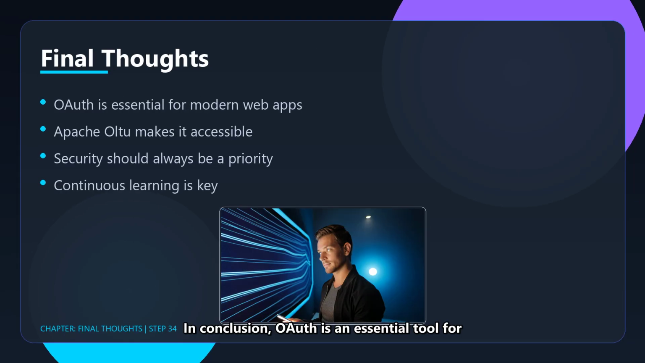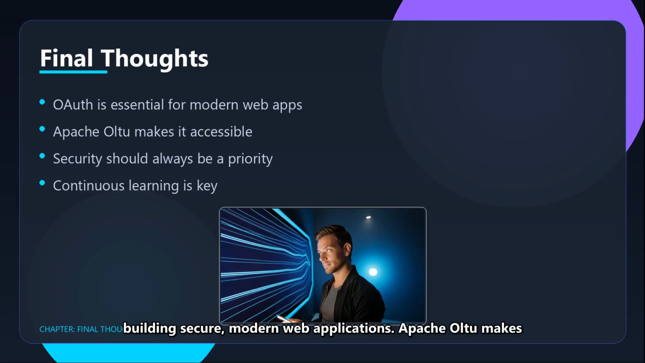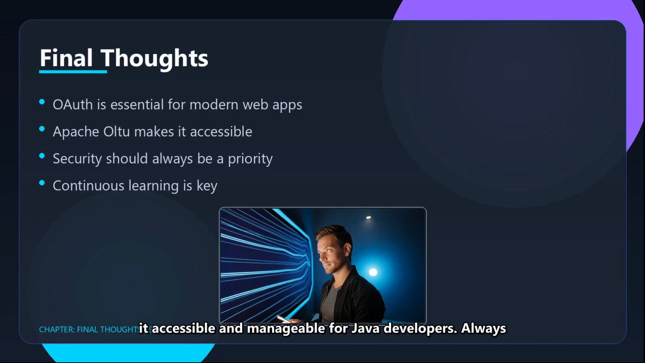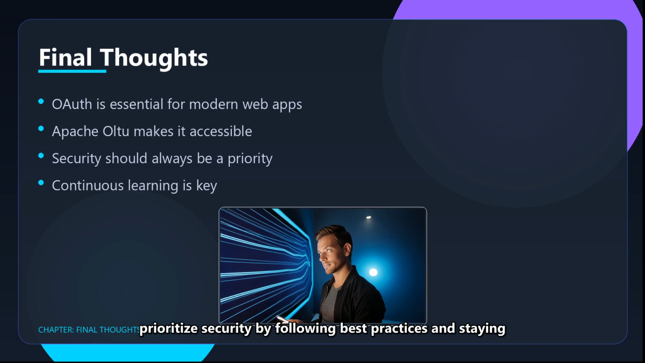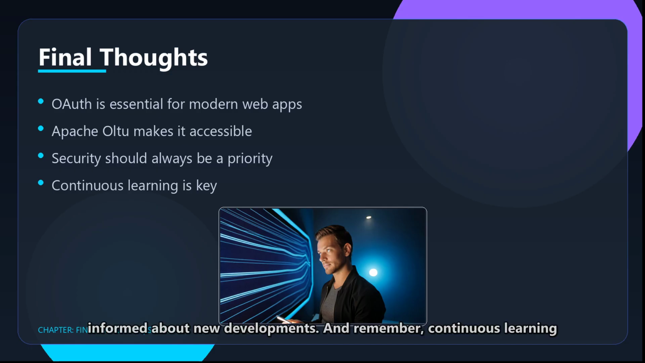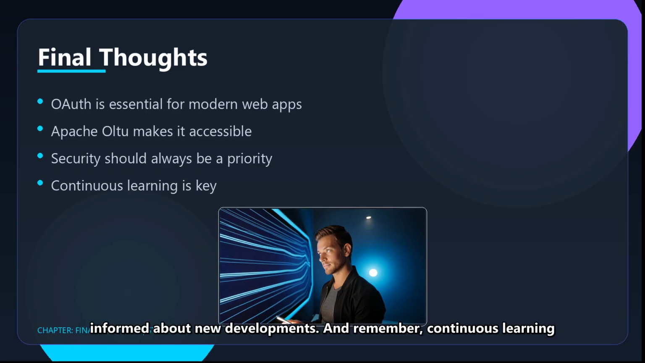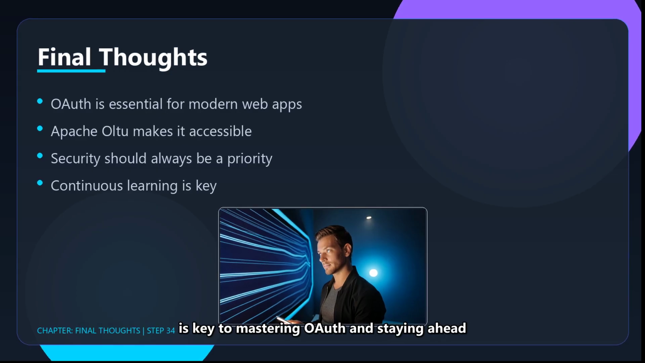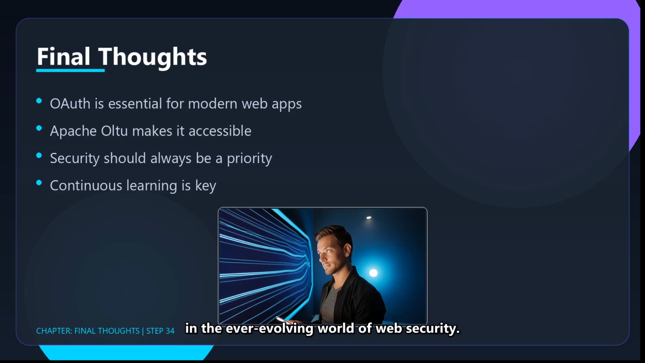In conclusion, OAuth is an essential tool for building secure, modern web applications. Apache Oltu makes it accessible and manageable for Java developers. Always prioritize security by following best practices and staying informed about new developments. And remember, continuous learning is key to mastering OAuth and staying ahead in the ever-evolving world of web security.